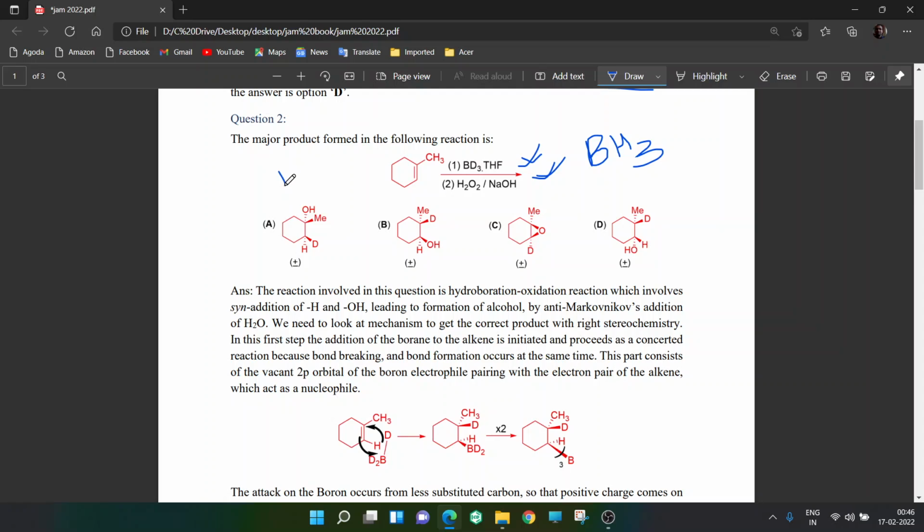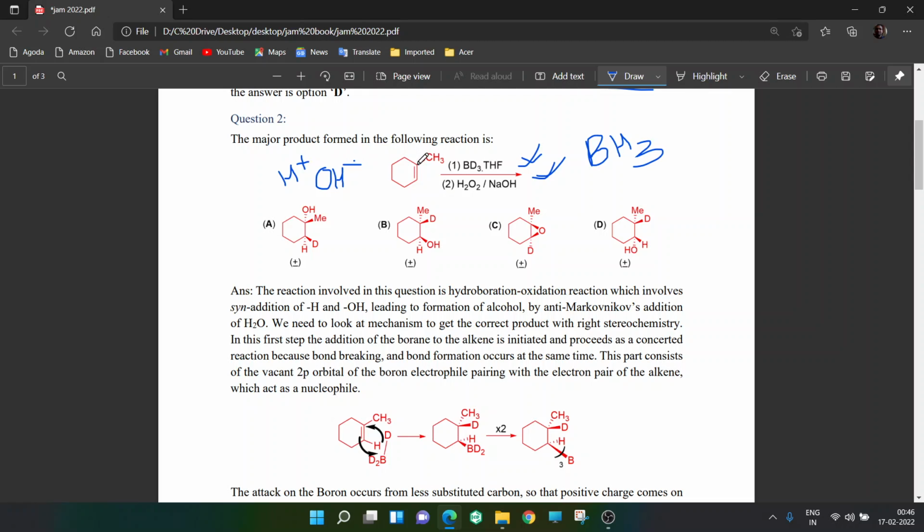Water has H plus and OH minus. So it adds water across the alkene by anti-Markovnikov's rule. So what is Markovnikov's rule? Markovnikov's rule says the negative part goes to the carbon having less hydrogen. Here the negative part will go to the carbon having more hydrogen. So the negative part is OH minus, and the positive part is H.